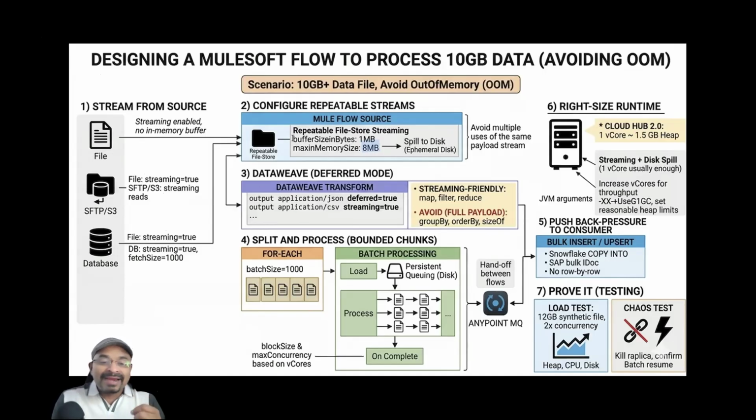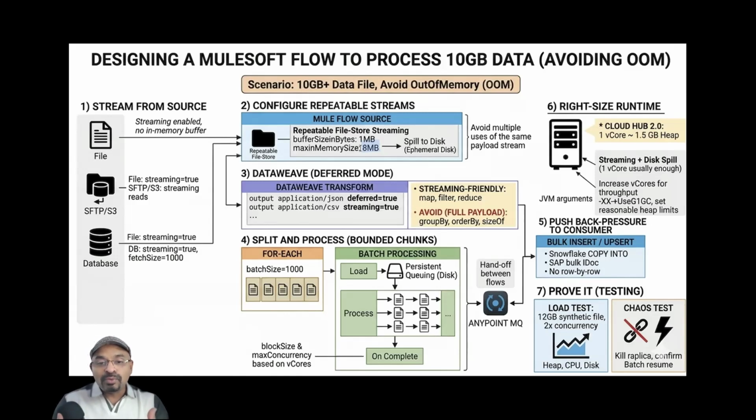On the Mule end, you need to configure the repeatable stream at the connector level. If you go to the connector, go to advanced, you can see the repeatable stream. In the repeatable stream, you configure a buffer size of 8 MB. So what happens is it will get the 8 MB from the source and store that 8 MB to the file.